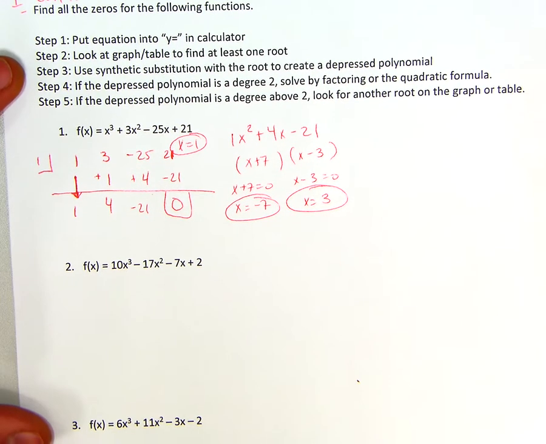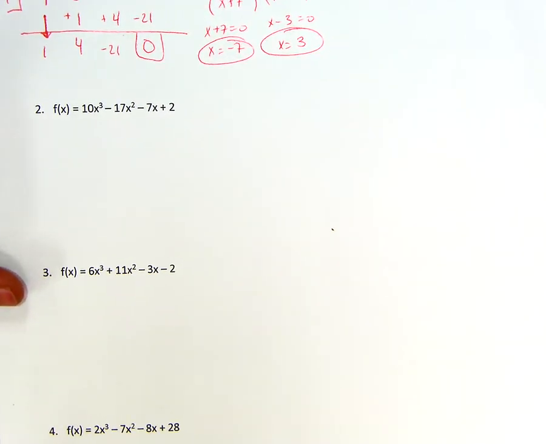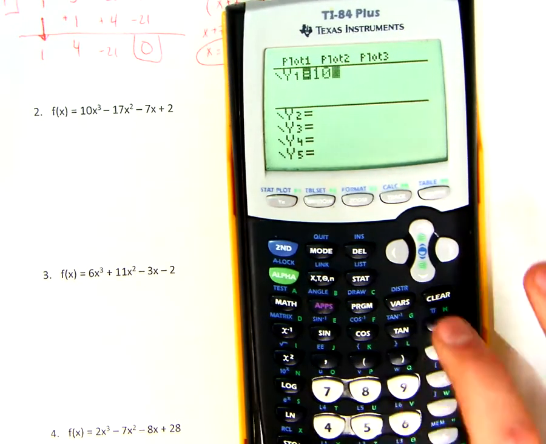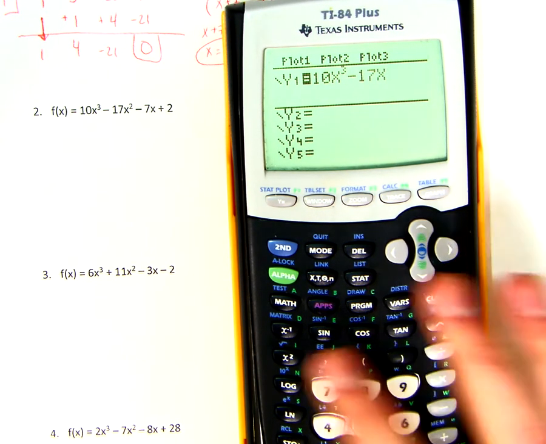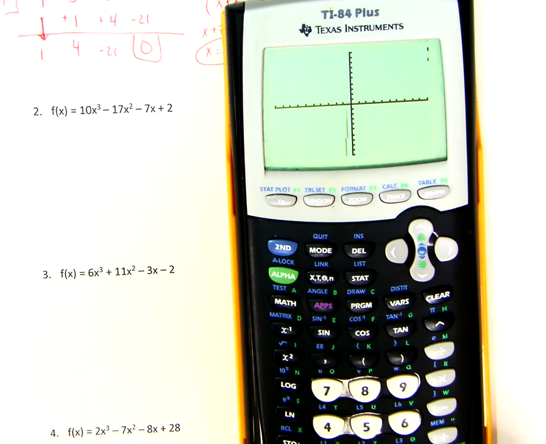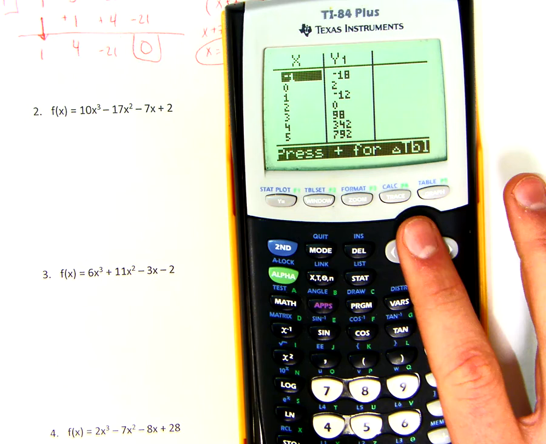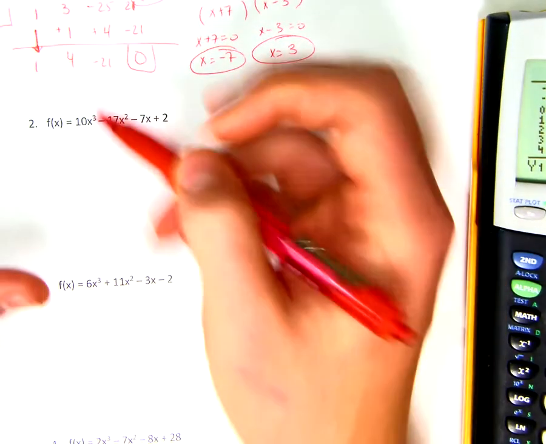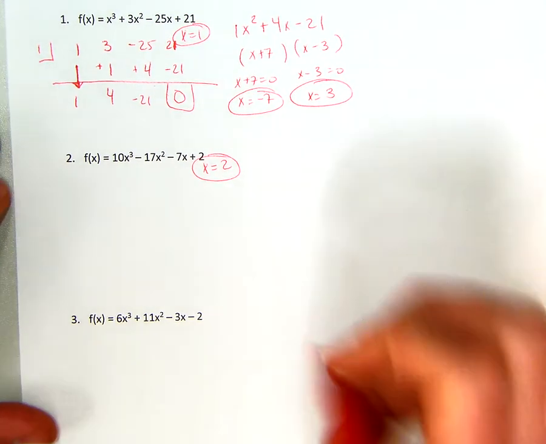Let's look at number 2 now. So memorize those steps. We'll go to number 2. Number 2, same thing. First off, we use our calculator, we plug it in. So we have 10x to the third, make sure you tab over, minus 17x squared minus 7x plus 2. There you are. And then we hit second graph. And again, we're looking for zeros. Right here is (2, 0). Perfect. So we have that x equals 2.